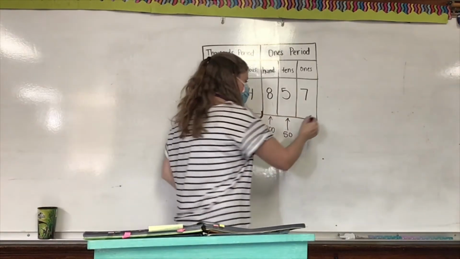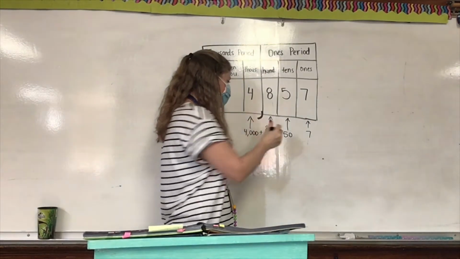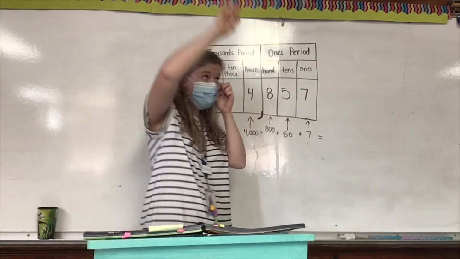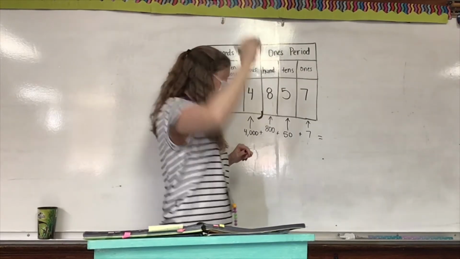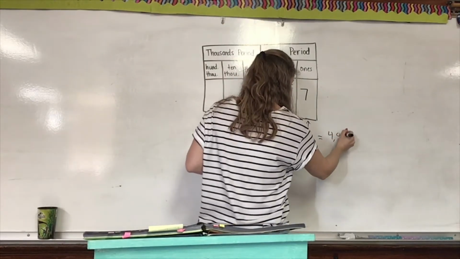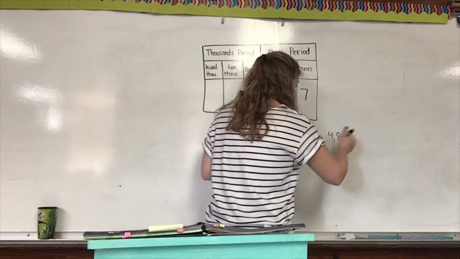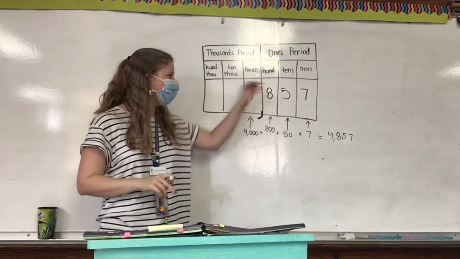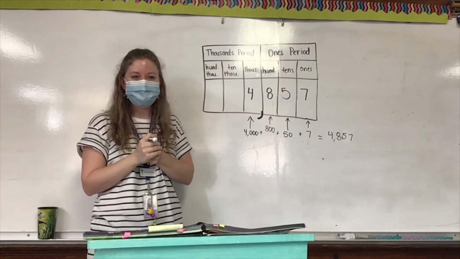Because if we imagine 4,000 plus 800 plus 50 plus 7, we would get what number? Cullen? 4,857. Very good.